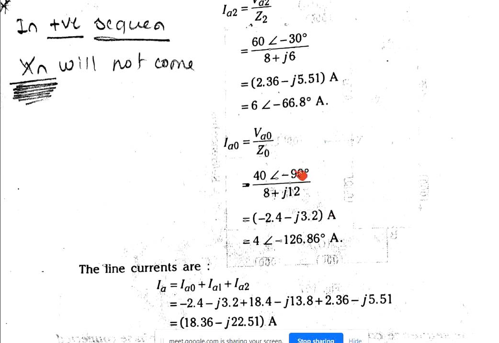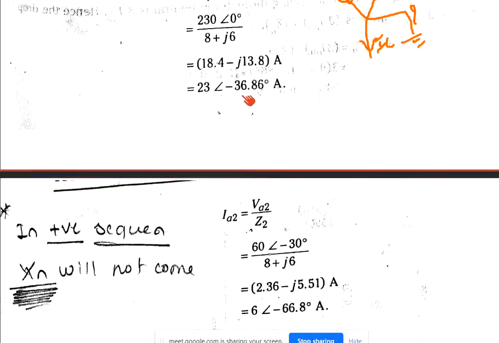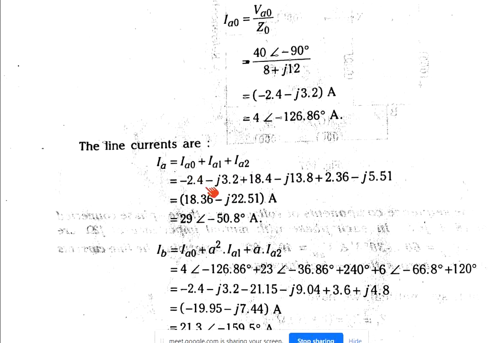So how will you find the line currents? You know IA equals IA naught plus IA1 plus IA2. So directly apply: IA naught is minus 2.4 minus j3.2, IA1 is 18.4 minus j13.8 and IA2 is 2.36 minus j5.5. You apply all this with the calculator or by hand and you will get 29 at an angle minus 50.8.